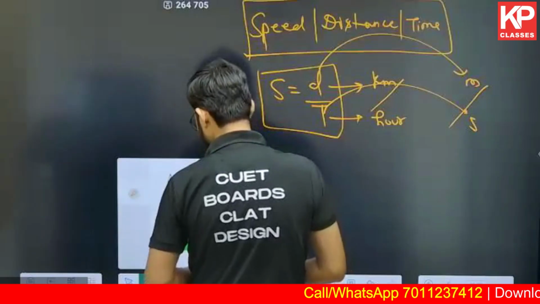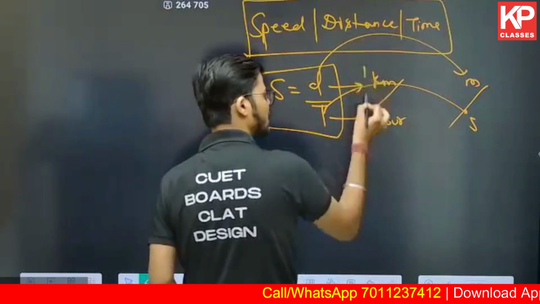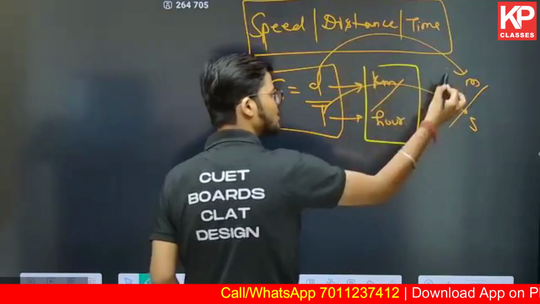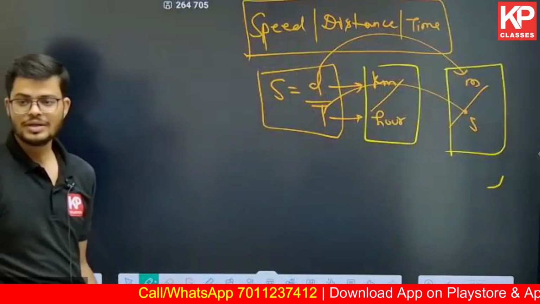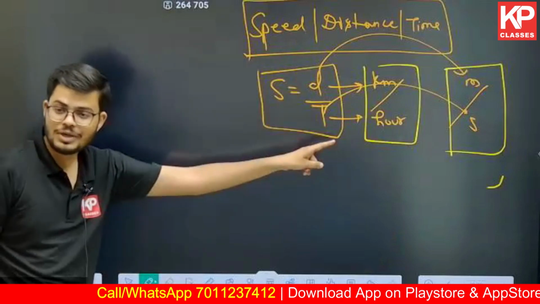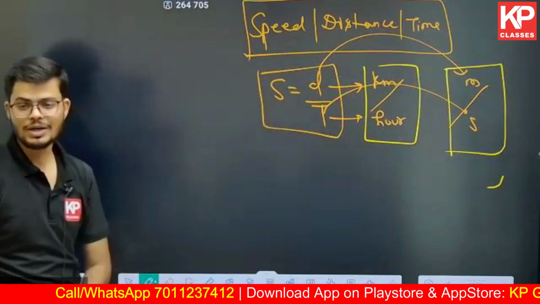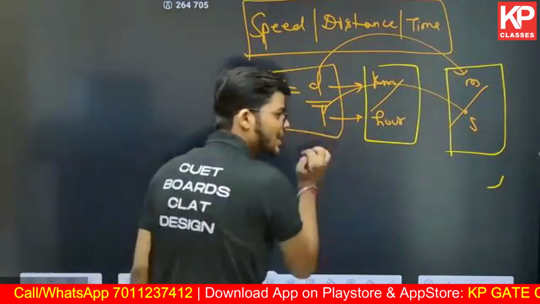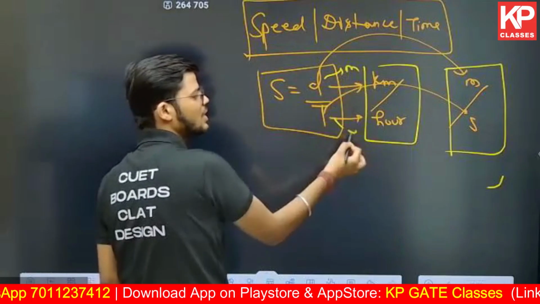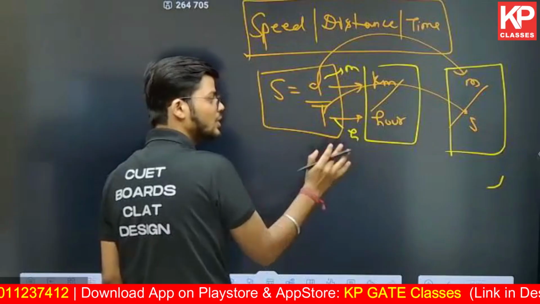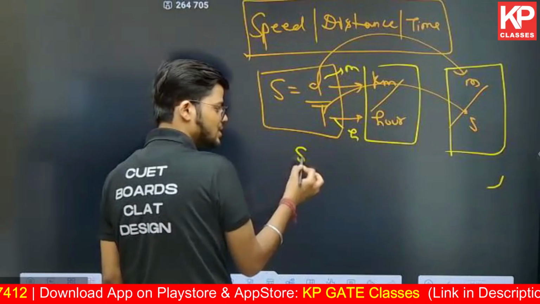So sometimes in a question you'll find that the speed is given in kilometer per hour, and sometimes you'll find that the speed is given in meter per second. So we need to understand this. Suppose we need to find the speed and the distance is given in meter, and time is given in hour. We need to understand the unit conversion.